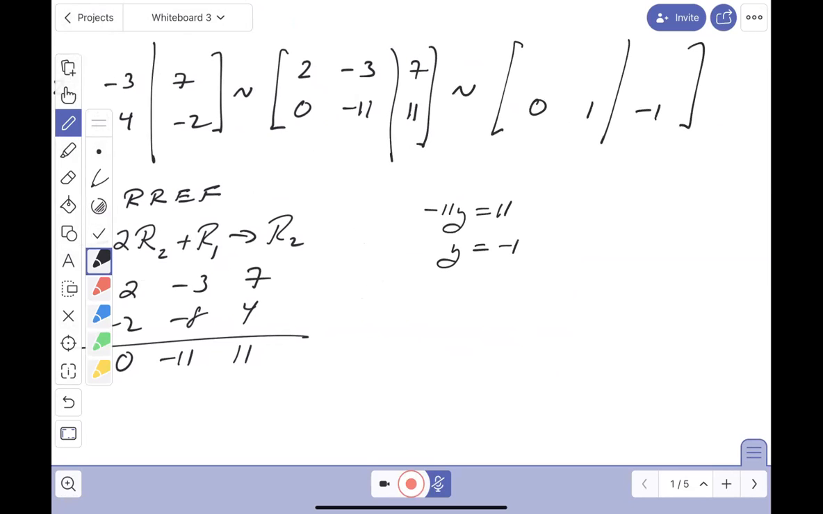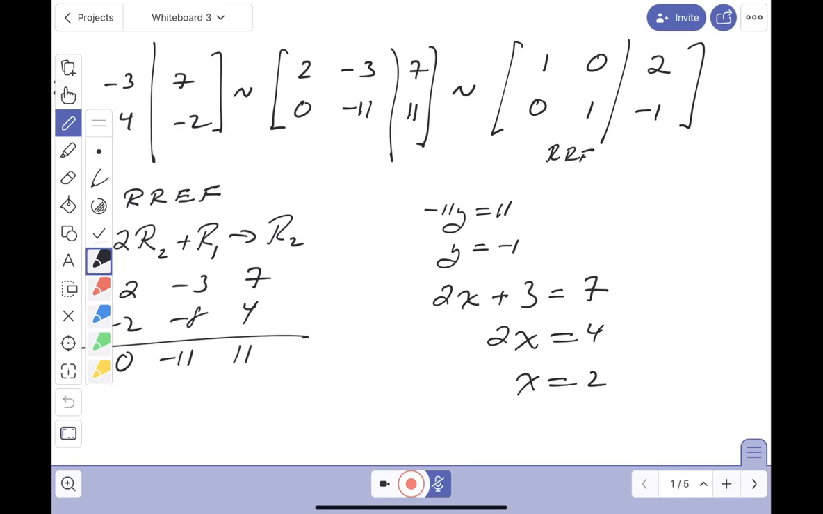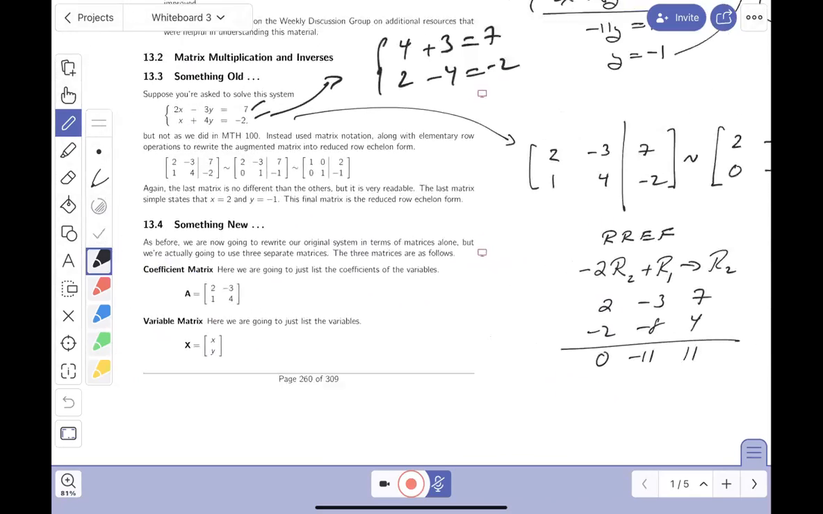How would you read that? y equals -1. And then, no more row operations. I'd go back to my first row and put down what it says. It says 2x. Well, if y is -1, that would be +3 is equal to 7. I solve a very simple problem. This is 2x equals 4, and x would equal 2. And what do you get over there? 1, 0. What does this mean? x equals 2. This is reduced row echelon form, which we discussed many times before. It says x is 2 and y is -1. Exactly what we expected to see, by the way.